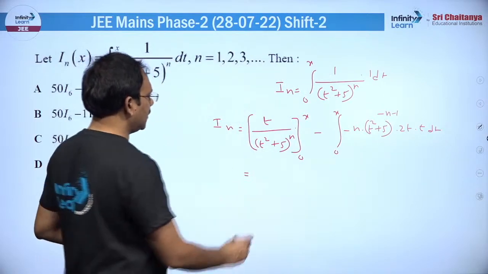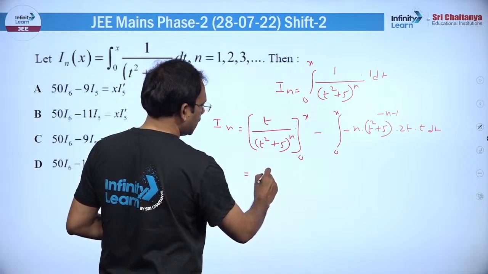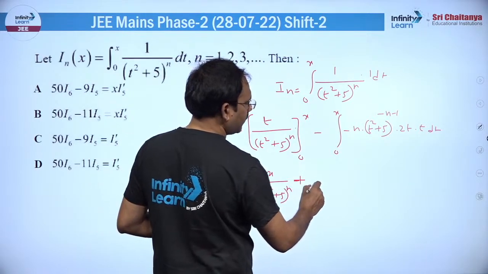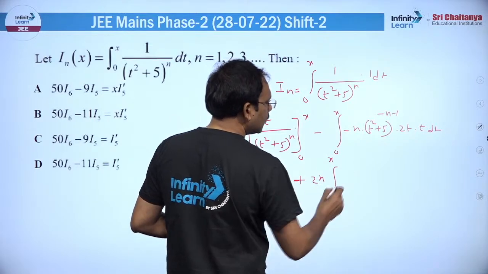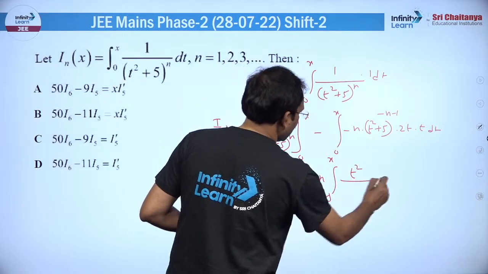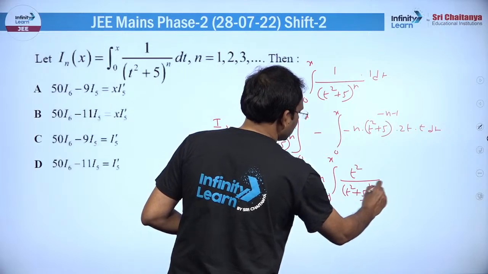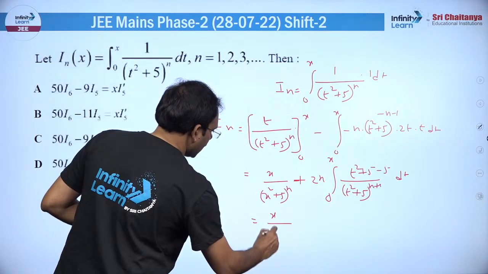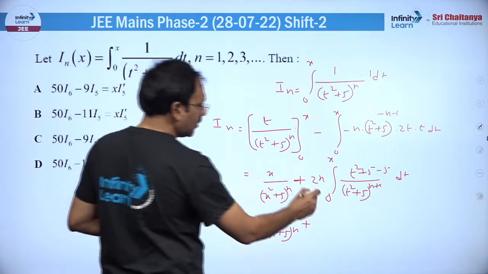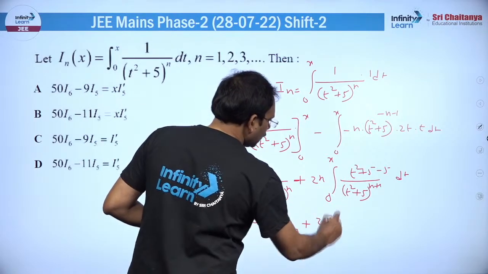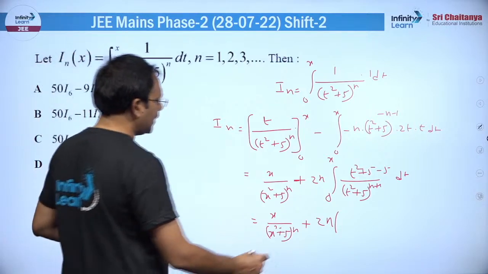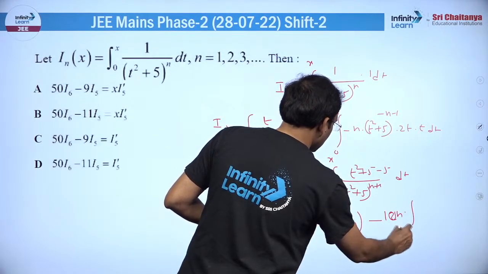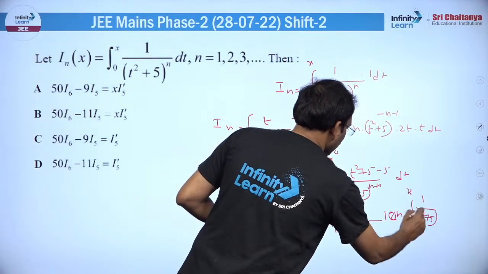Right, my dear friends, you will get here x by x square plus 5 whole power n minus, this is 0, minus of minus plus 2n into integral 0 to x, you can take 2 t square by t square plus 5 whole power n plus 1 dt. Again you write plus 5 minus 5 and separate, you are going to get x by x square plus 5 whole power n plus 2n into 1 by t square plus 5 whole power n, in the sense In, minus 2n into 5, that is 10n into integral 0 to x 1 by t square plus 5 whole power n dt.